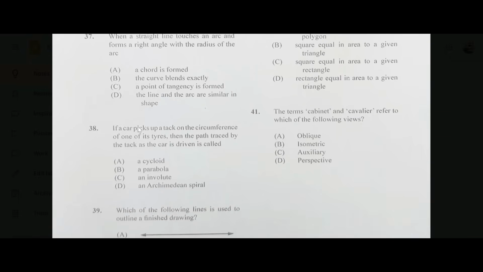Number 38, if a car picks up a tack on the circumference of one of its tires, then the path traced by the tack as the car is driven is called a cycloid. It's a cycloid.